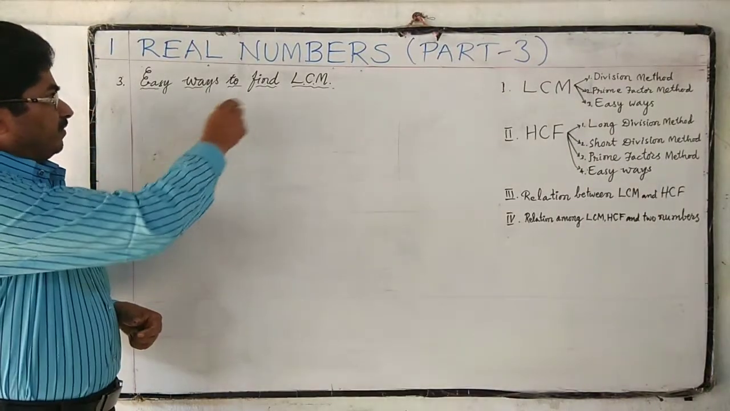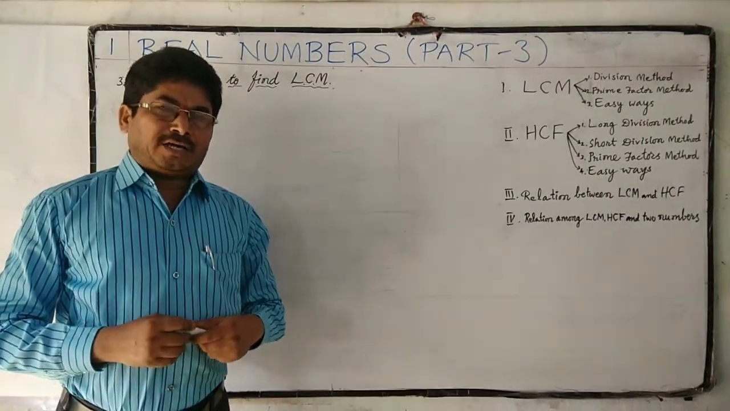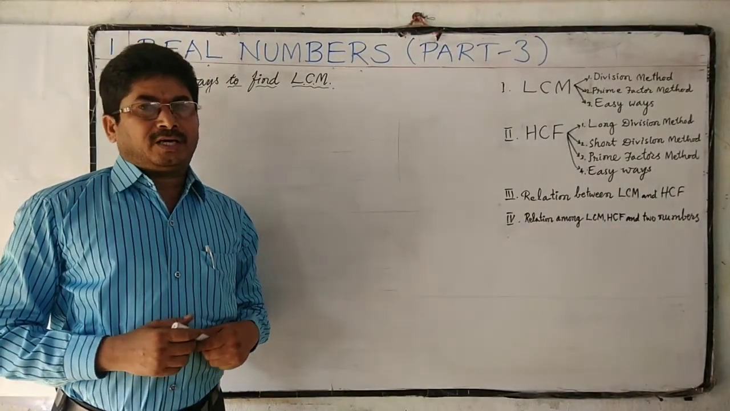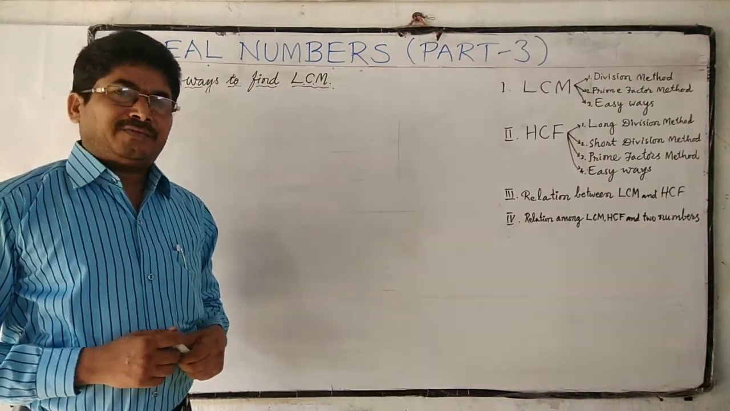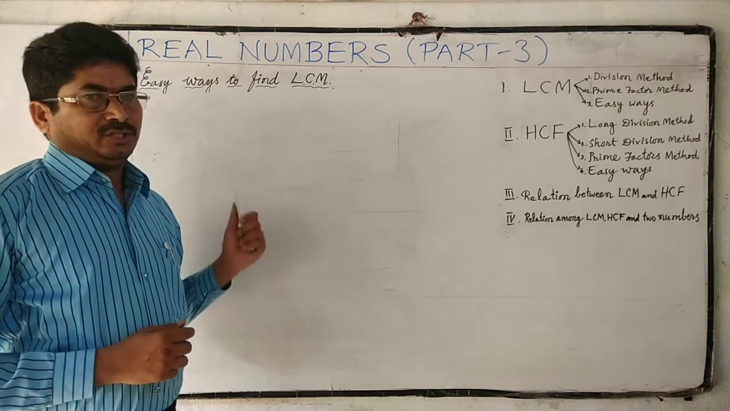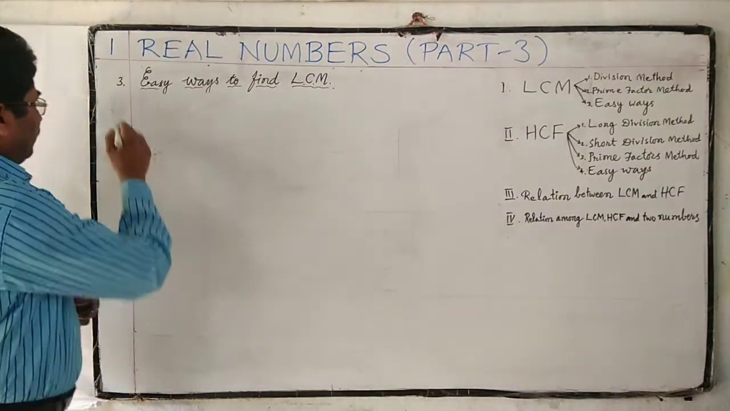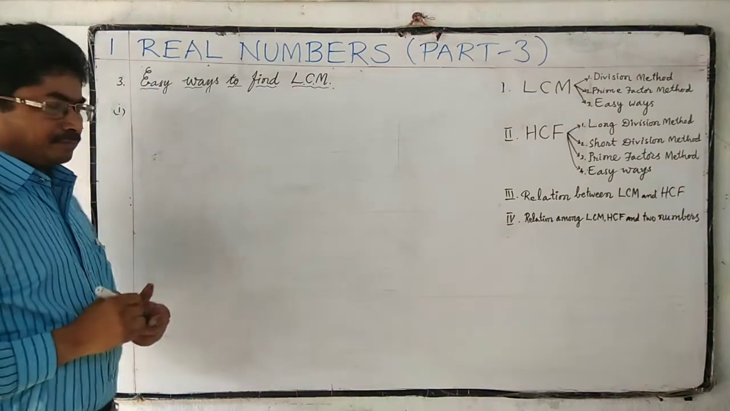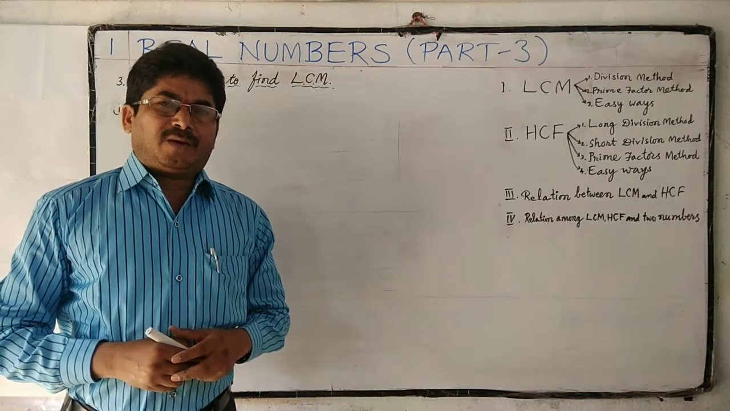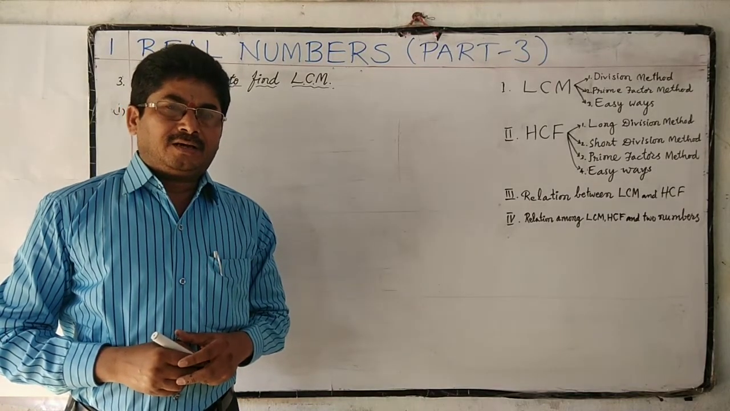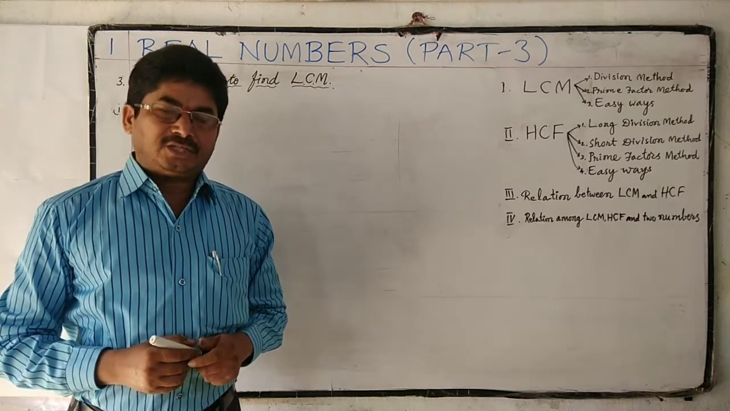Next, easy ways to find LCM. What are easy ways? Without calculating LCM, either prime factors method or division method, we can identify the LCM using these methods. First one, in given numbers, if one is a multiple of others, then the larger number, meaning the multiple number, is their LCM.